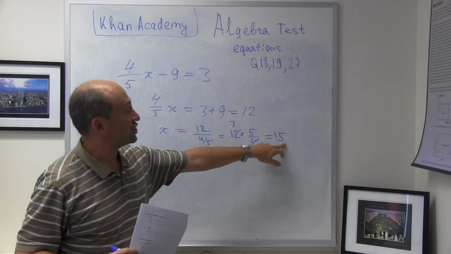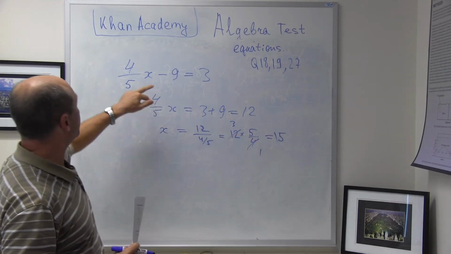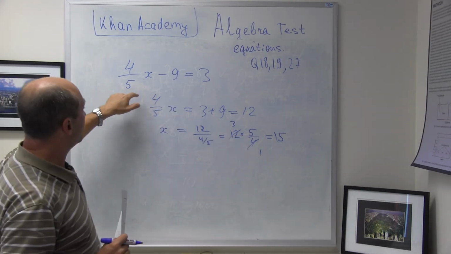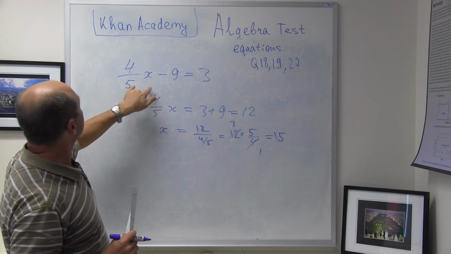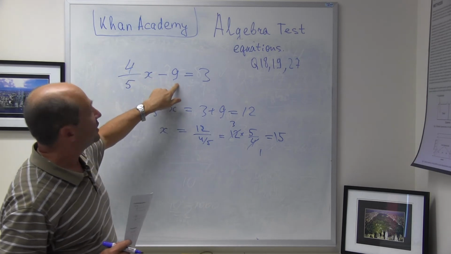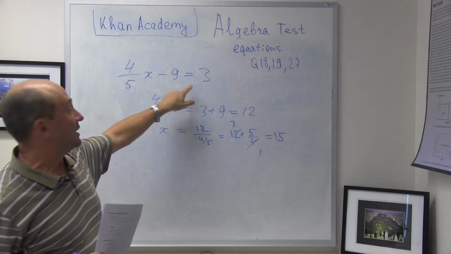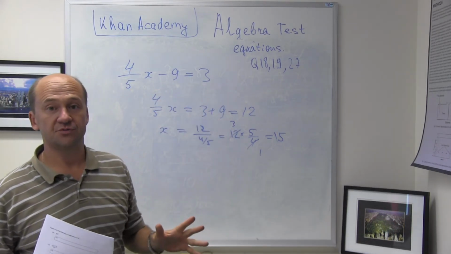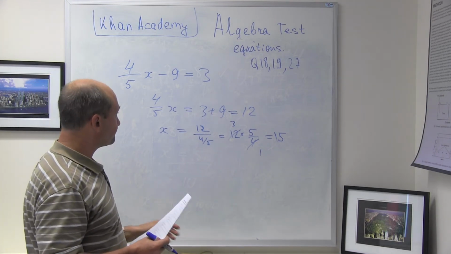Once again, check the answer. Substitute 15 into this simple equation. We get 15 divided by 5, we get 3. 3 times 4, 12. 12 minus 9 is 3. So we've got the correct solution.